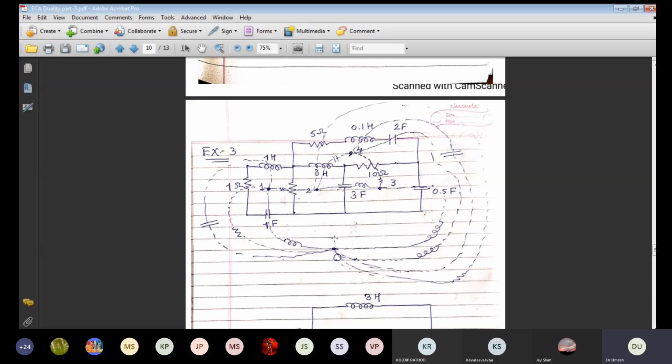Now what to do? We take a datum node outside, that datum node we have put here. Now 1 to 2, first of all you have to cover all common components, 1 to 2, then 2 to 3, then 3 to 4, 3 to 4, then 3 to 4 and 2 to 4, that you have to cover.